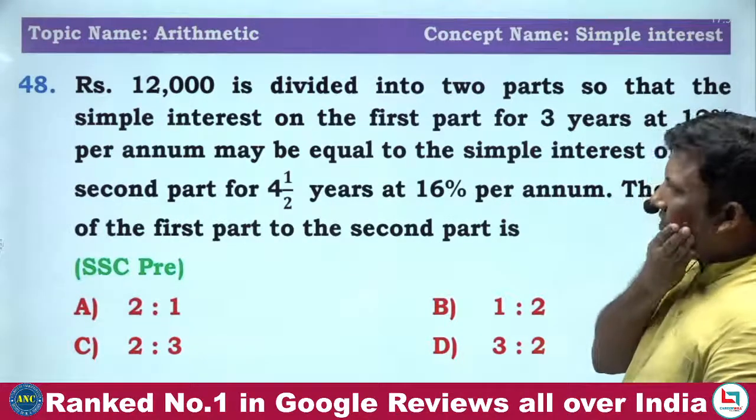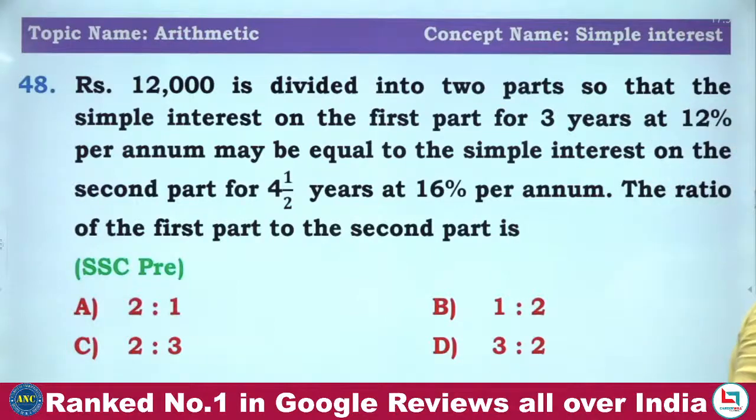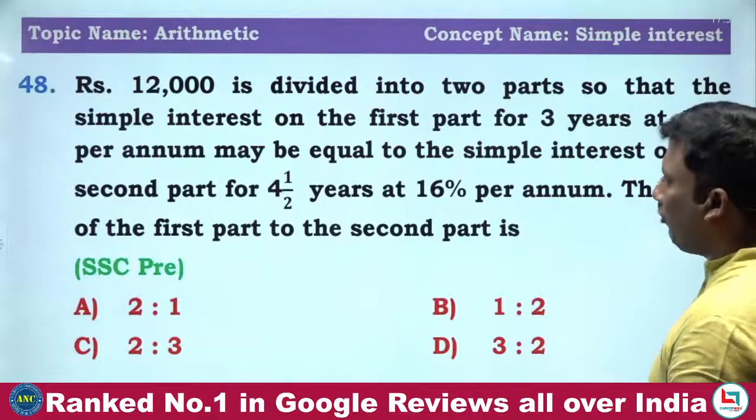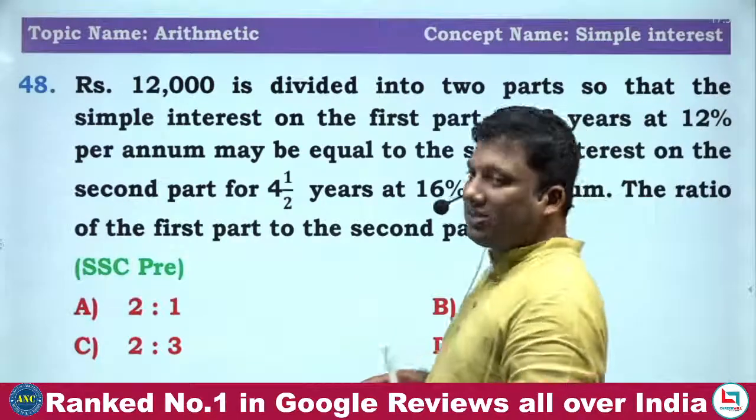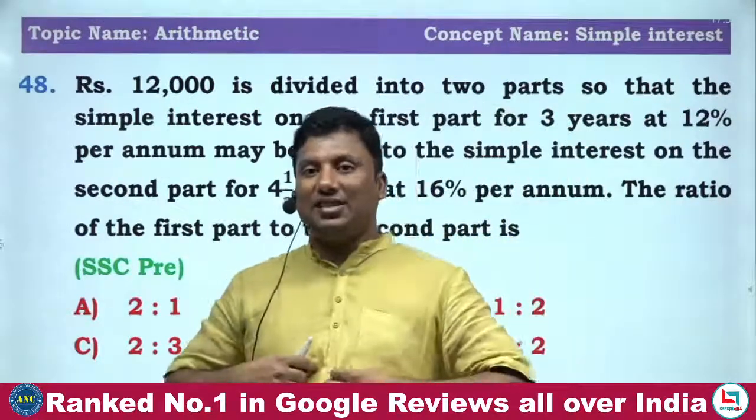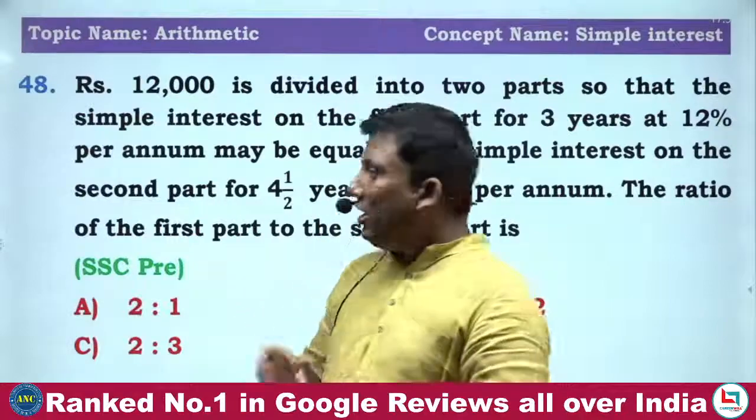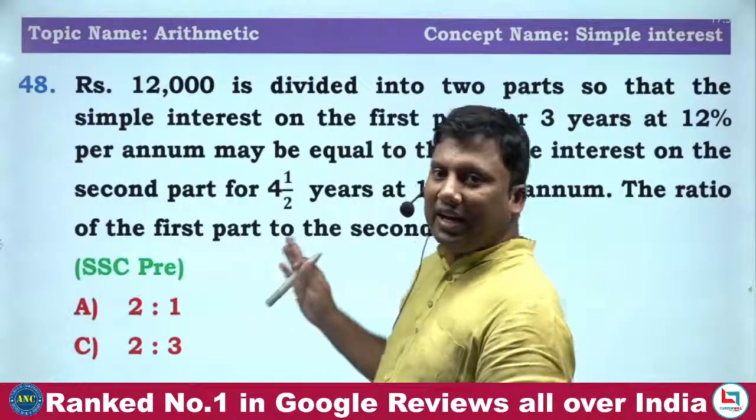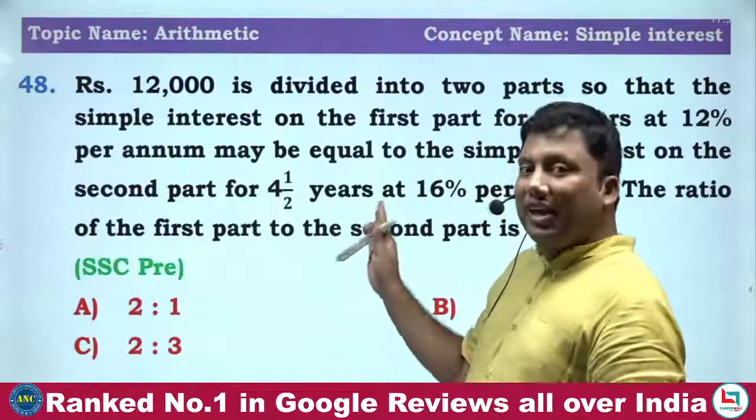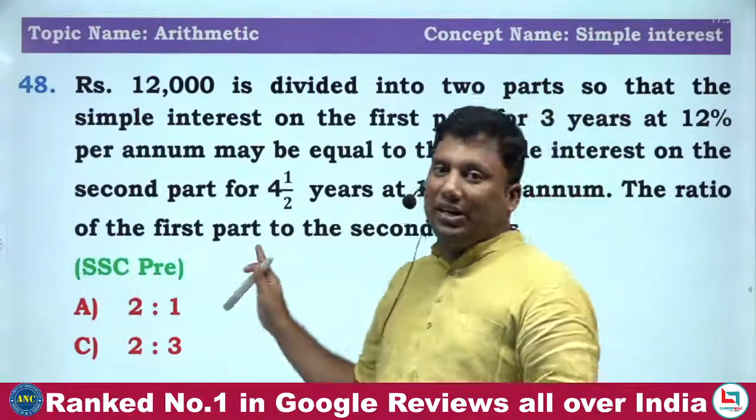Again, see here. 12,000 is divided into 2 parts such that simple interest on the first part for 3 years at 12% is equivalent to simple interest on the second part for 4.5 years at 16%. In the previous cases, the simple interest was the same. Now it is difficult. Please take a screenshot of this question. Try this 48th question.